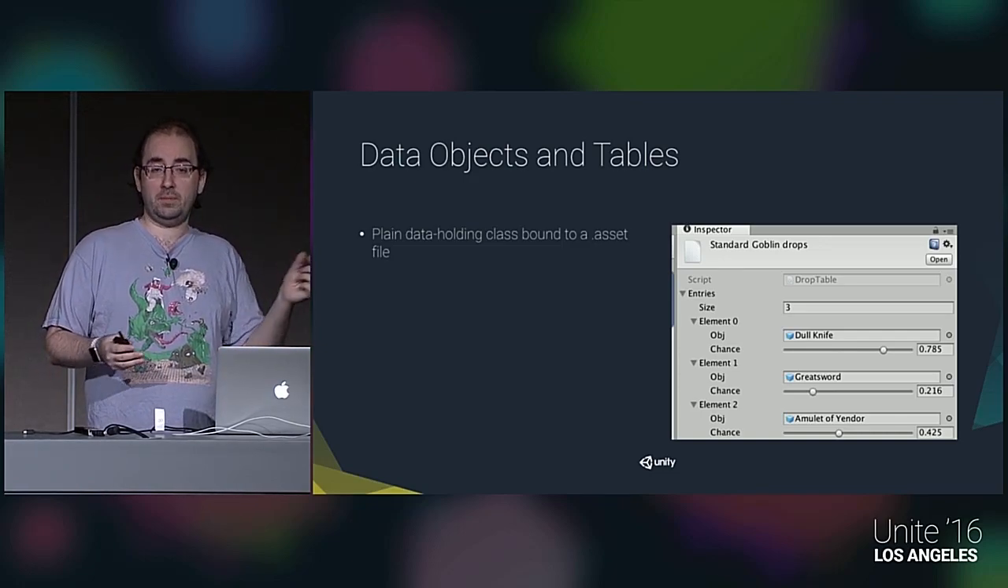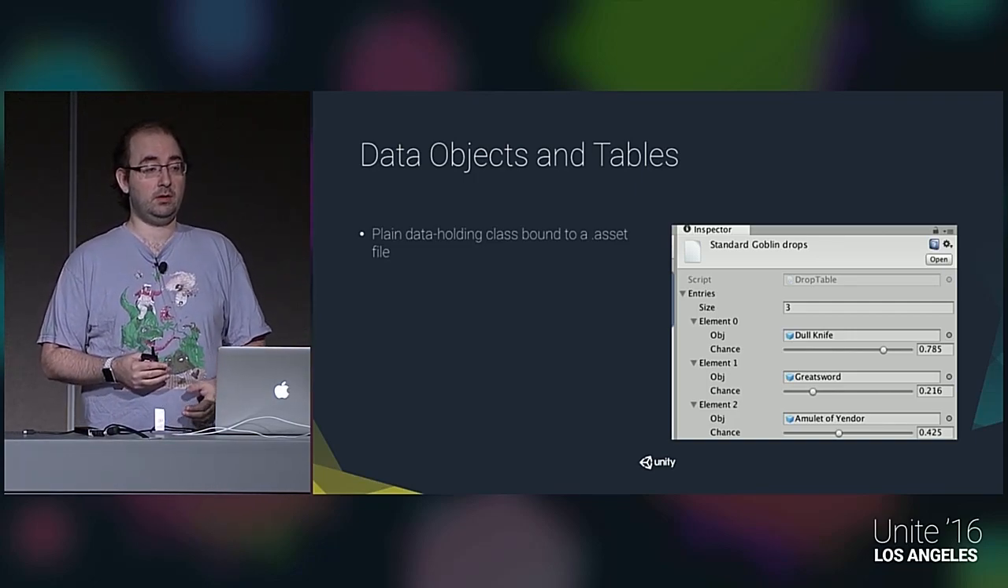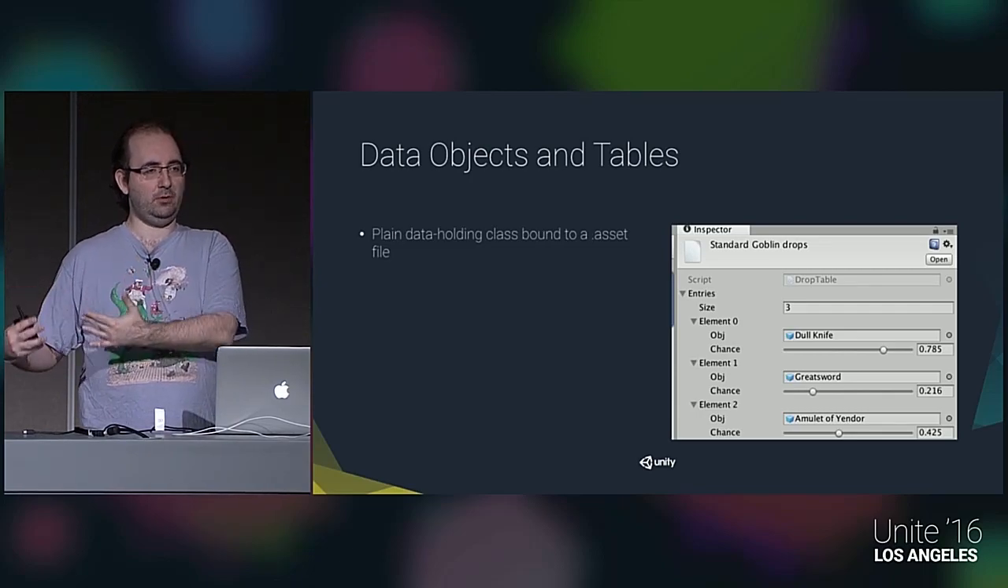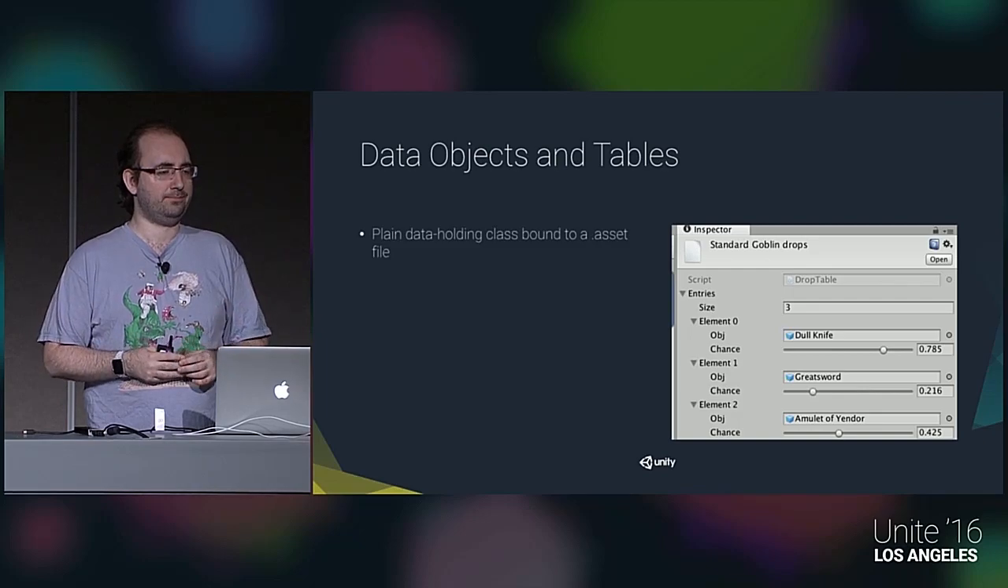And we could, for one particular goblin, say, OK, well, we're going to make him use a different drop table. But we don't have to set up the whole drop table on each one individually. We don't have to copy it all whenever we instantiate a goblin.